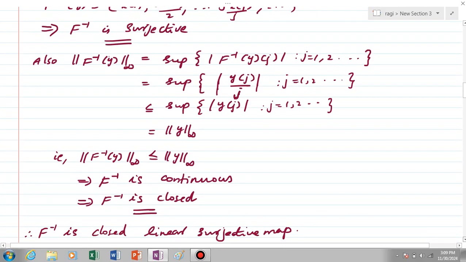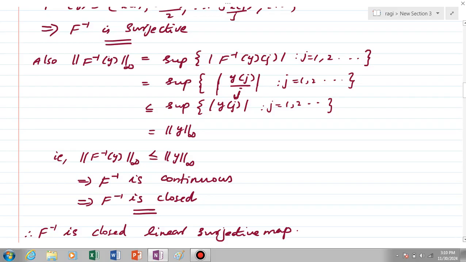Also F inverse is closed because F inverse is continuous. That is, if we check norm infinity of F inverse of y, which is equal to, by the definition, supremum of all mod F inverse of y at j, where j equal to 1, 2, 3 etc., that is equal to supremum of all mod y(j) by j for j equal to 1, 2, 3 etc., which is less than or equal to supremum of all mod y(j) for j equal to 1, 2, 3 etc. Okay, which is actually norm infinity of y.